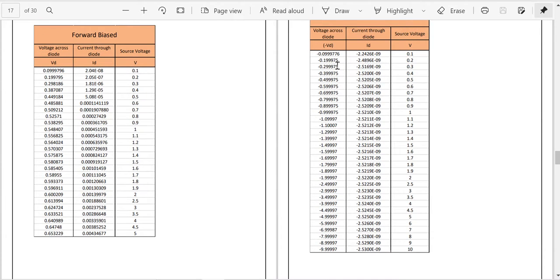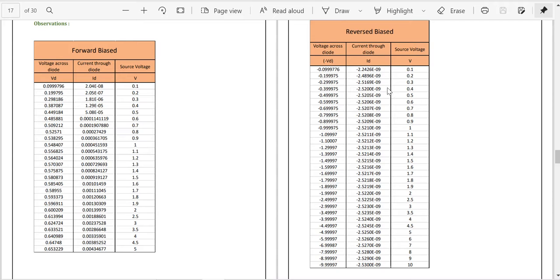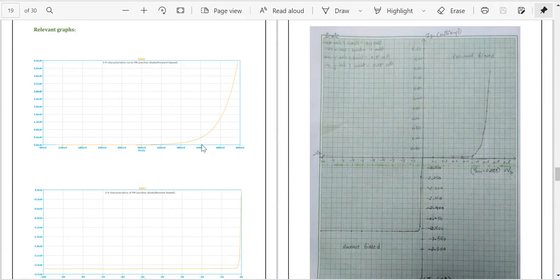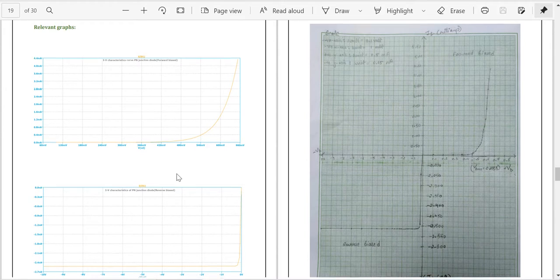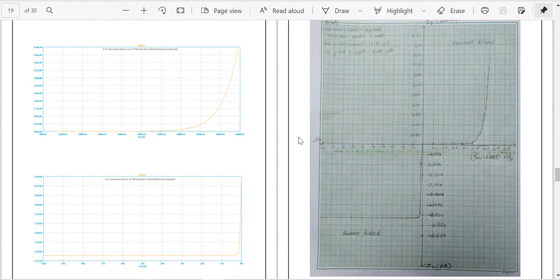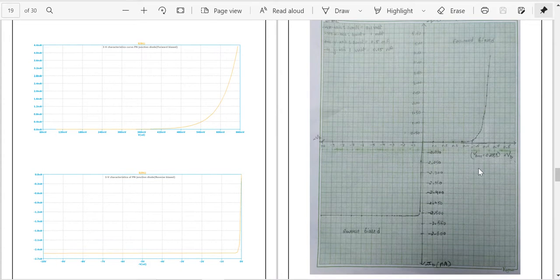Similarly, we can see that at reverse bias condition, the current flowing through the diode is in the order of nanoamperes. It's very less and it's almost constant, equal to minus 2.52. And so these are some plots. Here we can see that this is the knee voltage from which the diode becomes conducting, and this is for the reverse bias case. Here I plotted manually, and V knee from here is approximately 0.485 volts.